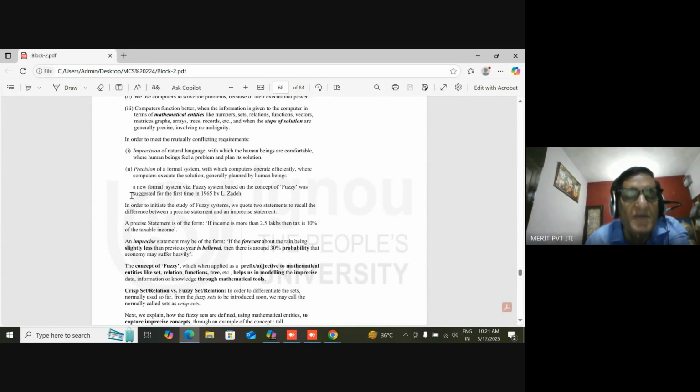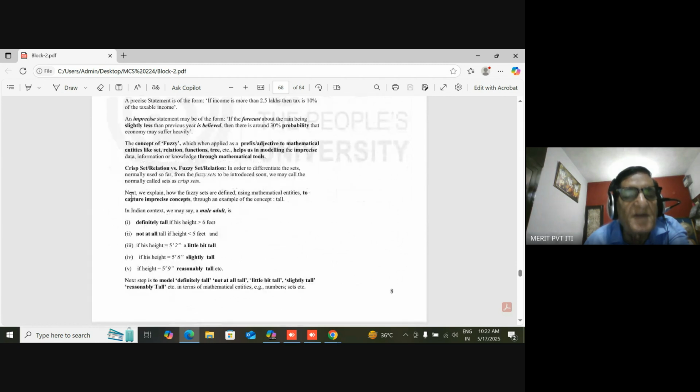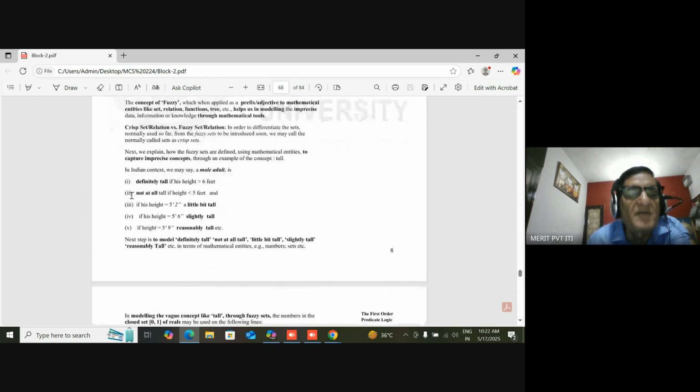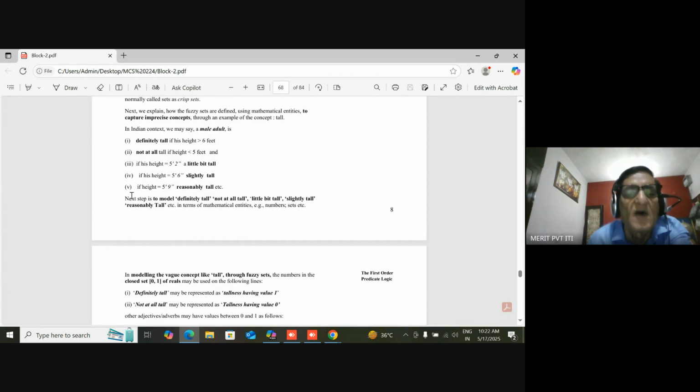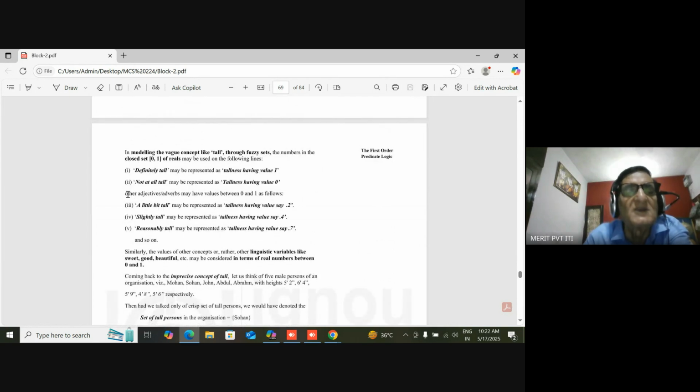Then the concept of fuzziness: applying a prefix adjective to this, a male adult is definitely tall if he is taller than 6 feet, in the Indian context. Not at all tall if height is less than 5 feet. If his height is 5 feet, a little bit tall. 5 feet 6 is slightly tall. 5 feet 9 inches, reasonably tall. The next step is to model definitely tall, not at all tall, little bit tall, and so on. That is the fuzziness of this.